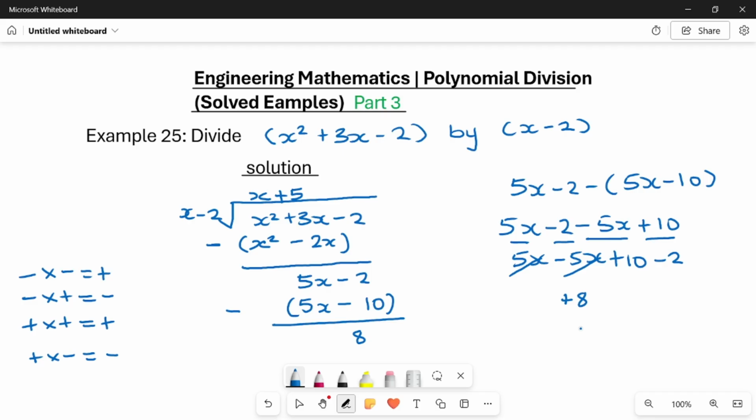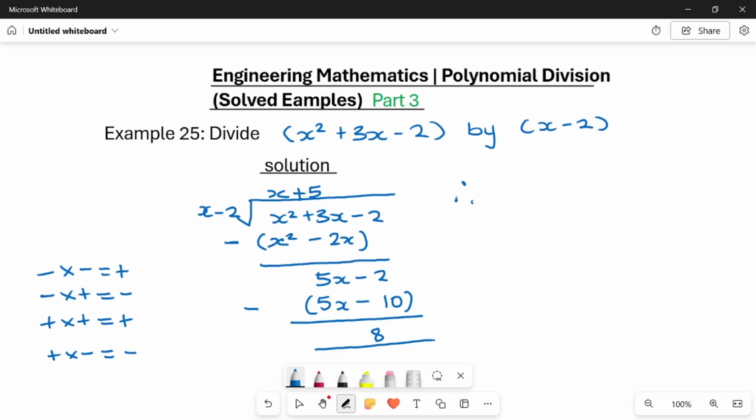So notice that this 8 doesn't have any x attached to it, so you cannot divide by the divisor, which is this. So we have arrived at our final destination. Therefore x squared plus 3x minus 2 over x minus 2 will give us x plus 5 plus 8 over x minus 2. Very simple, right?